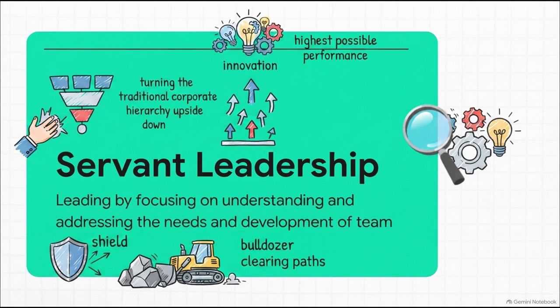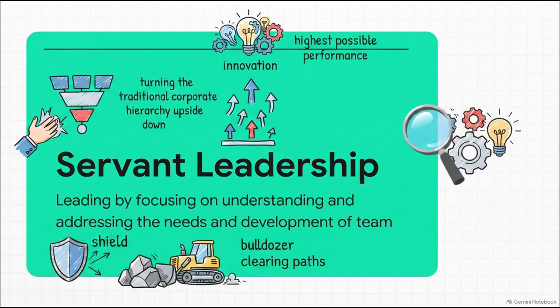A huge term you'll encounter is servant leadership. It's the core leadership style in agile environments, and it basically means turning the traditional corporate hierarchy upside down. Your primary job as a leader is to act as a shield and a bulldozer. You need to understand your team's needs, develop their skills, and clear out obstacles so they can achieve the highest possible performance.